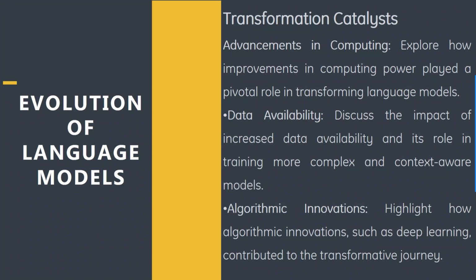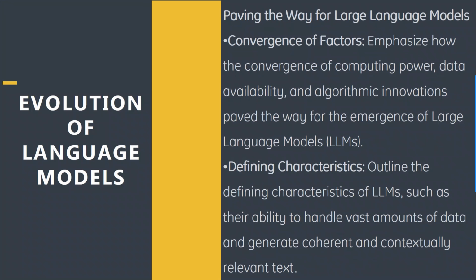Next, we have evolution of language models. So firstly, we have transformation catalyst. Advancement in computing: explore how improvements in computing power played a pivotal role in transforming language models. Secondly, data availability: discuss the impact of increased data availability and its role in training more complex and context-aware models. Thirdly, we have algorithmic innovations: highlight how algorithmic innovations such as deep learning contributed to the transformative journey.